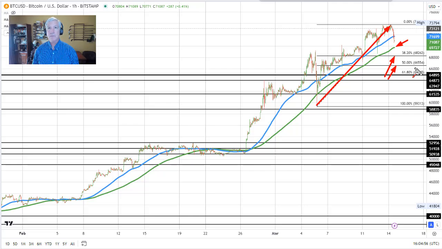Again, the risk for any trade given these technicals is a break back above the 100-hour moving average. If it moves back above $71,700, I don't like it. I don't like the downside at all. So there you have it, a technical look and a little bit of an education story on how to trade something that's well overbought.